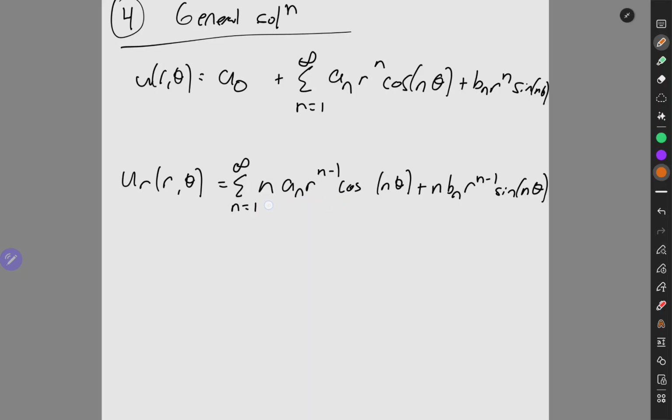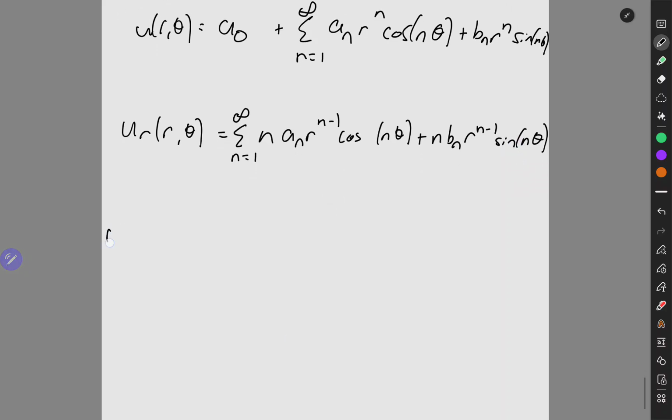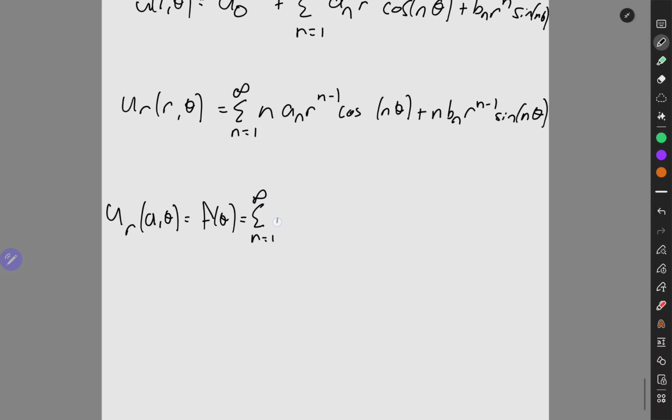Well, first of all, let me actually do our initial condition. It's just f of theta. This would be n a sub n a to the n minus 1 cosine n theta plus n b sub n a to the n minus 1 sine of n theta. And our extra terms are the a to the n minus 1 and the n. These are the extra terms. This is what we're going to divide by.